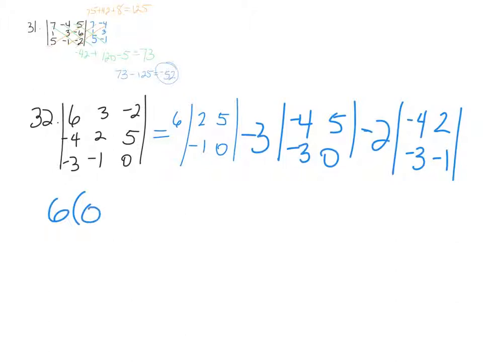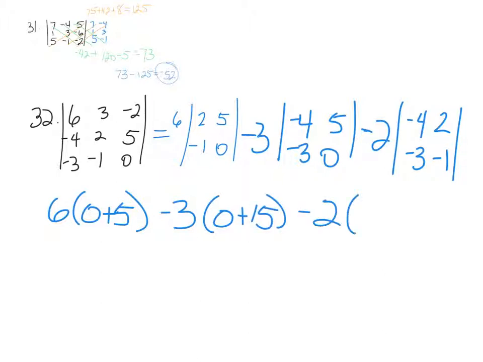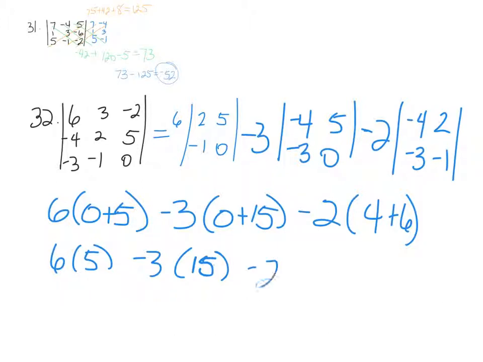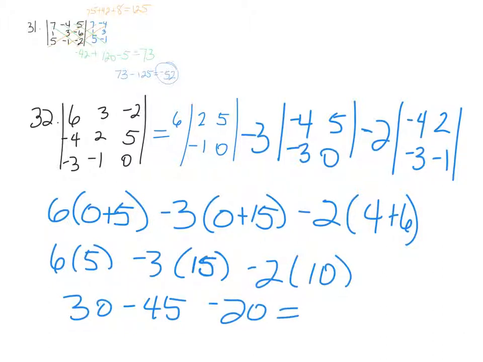2 times 0 is 0, minus negative 5, minus 3 times negative 4 times 0 is 0, minus negative 15, minus 2 times 4 minus negative 6. So I have 6 times 5 minus 3 times 15 minus 2 times 10. So 30 minus 45 minus 20 would be negative 35.